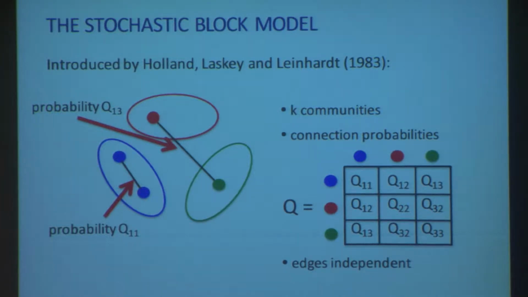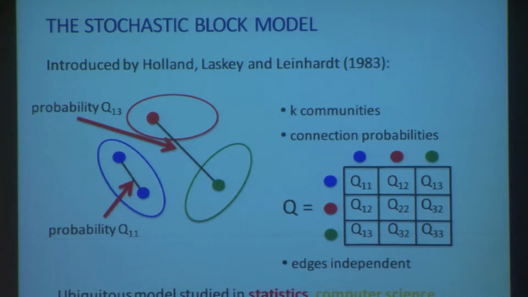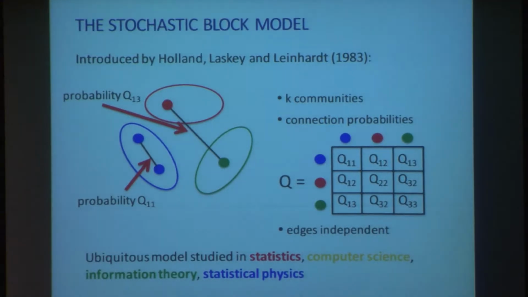This is a way of generating a random graph in which there's a planted community structure, where some sets of nodes are better connected within themselves than they are to the rest of the graph. So this simple ubiquitous model has been studied for decades within statistics and computer science, and more recently in information theory and statistical physics, where the goals are to get to the fundamental limits of the problem.